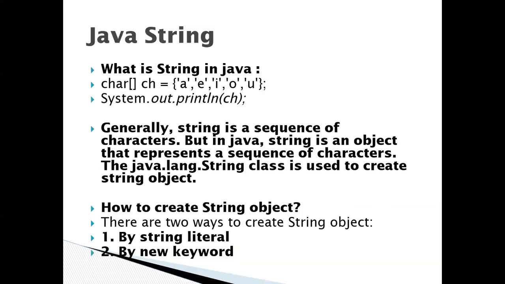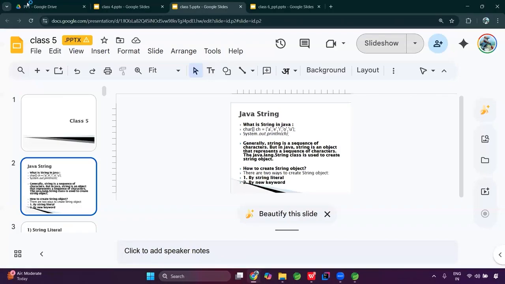See, when it comes to strings, as you know, a string is a sequence of characters, but a string in Java is an object. So string is basically an object in Java. There are basically two ways you can create a string: one is with the string literal and another with the new keyword. Let me show you that.